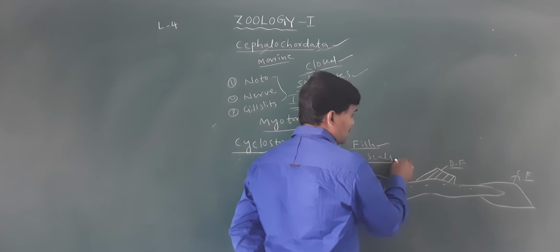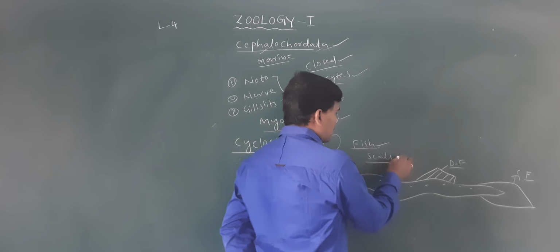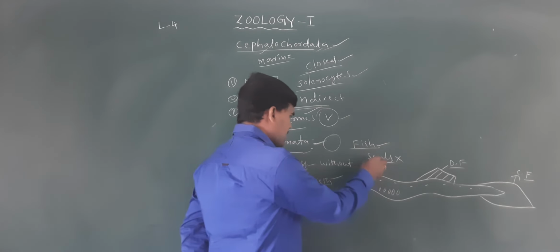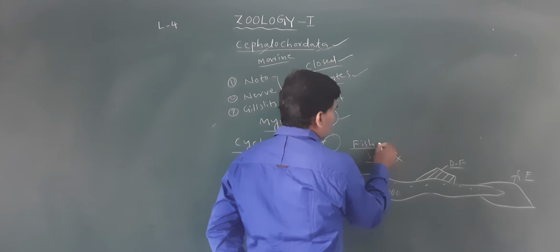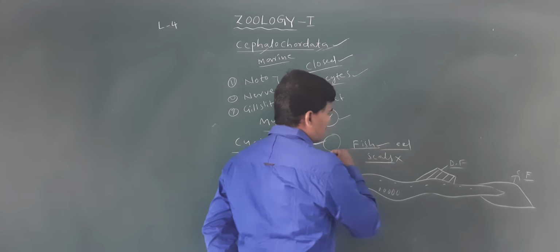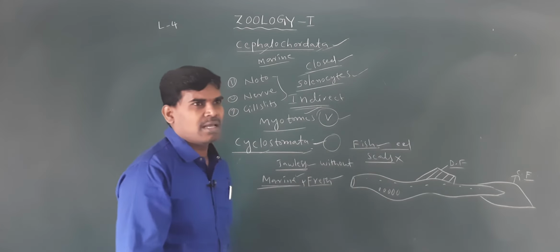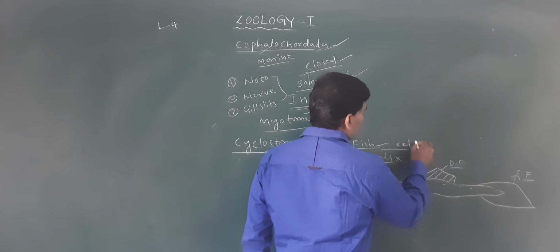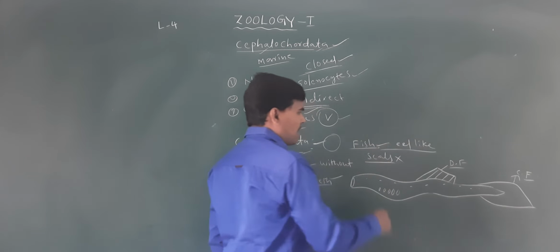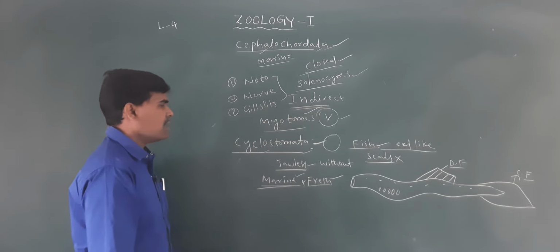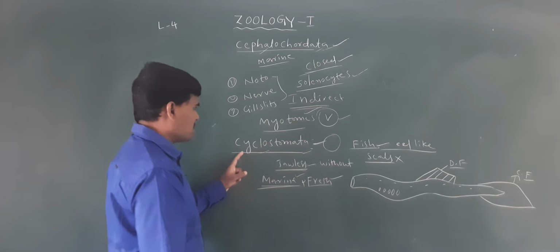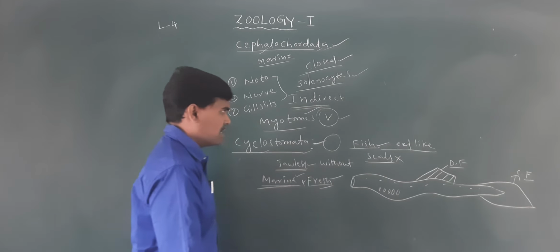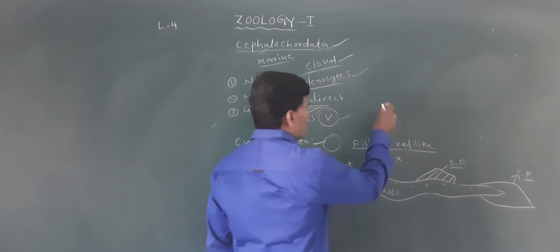Are the scales present or absent? Absent, the scales are absent. This class of animals has an eel-like body. Eel-like means slender and elongated. This class of animals lives in marine water and freshwater.